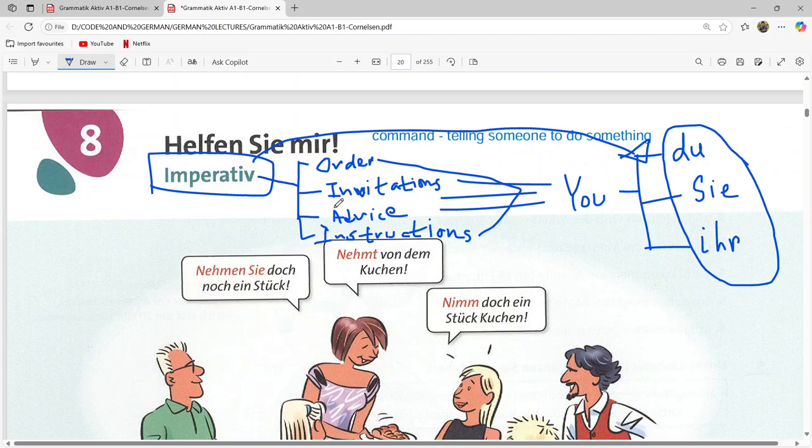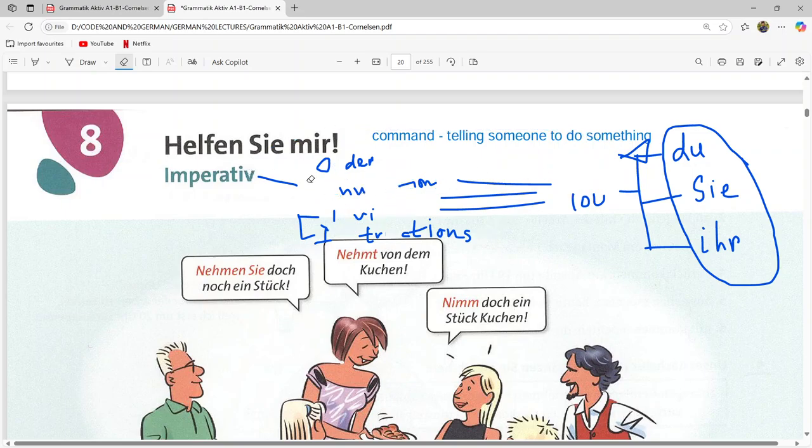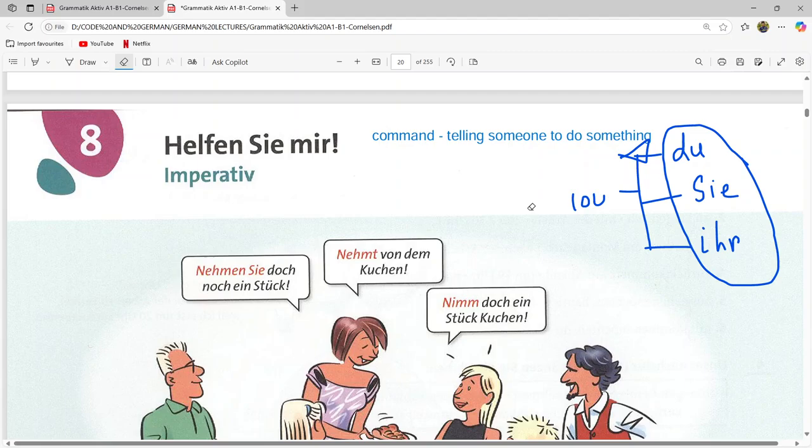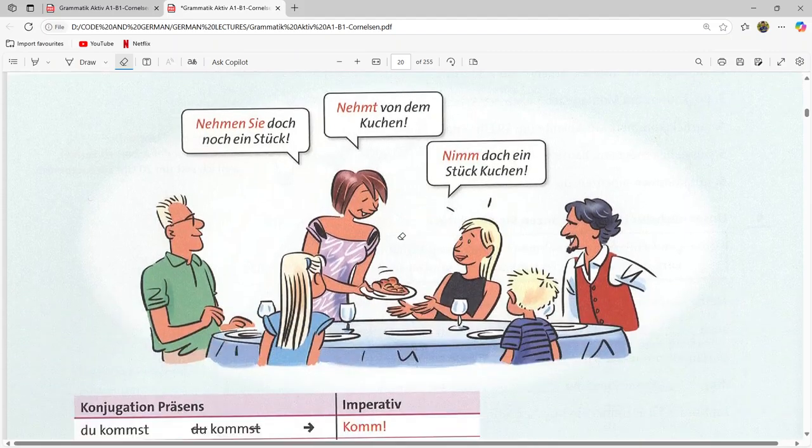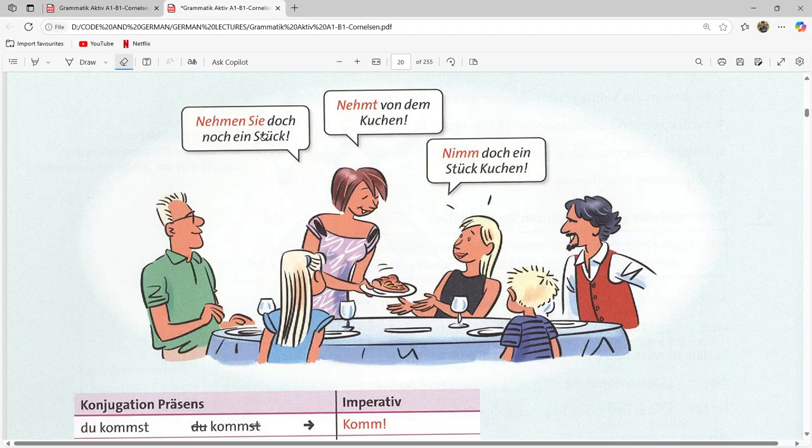Okay, so let's get started. Let's understand more. I will just remove all these things and look at this example of the picture. Nehmen Sie doch ein Stück. So like, take one more piece of the cake.